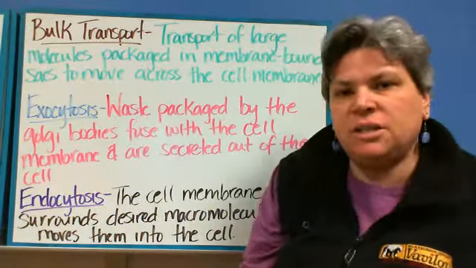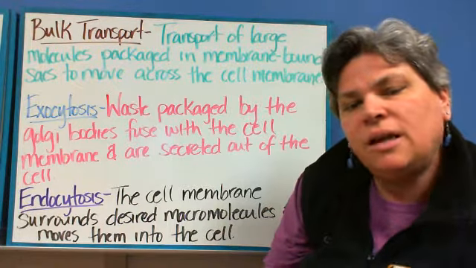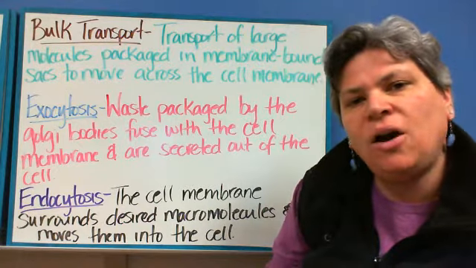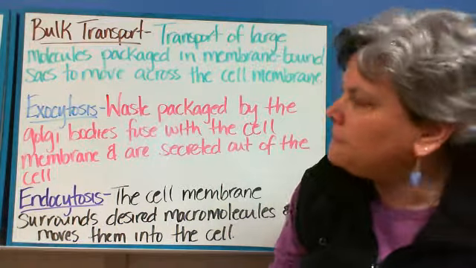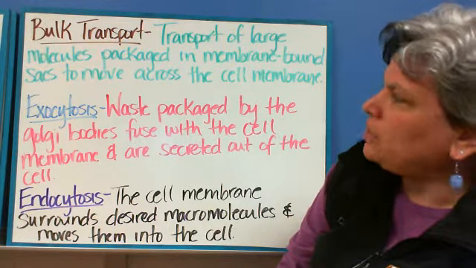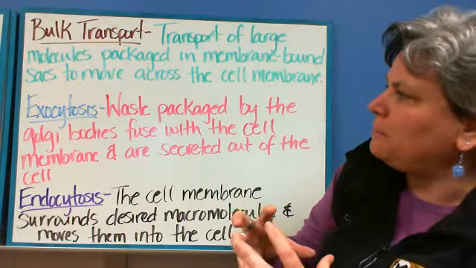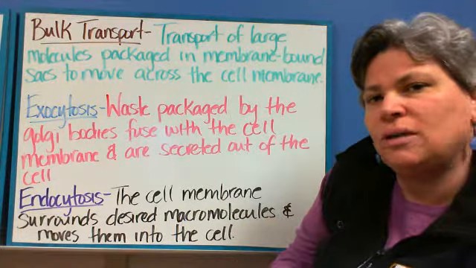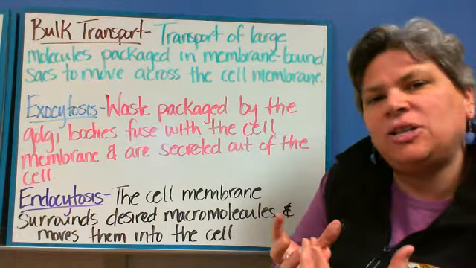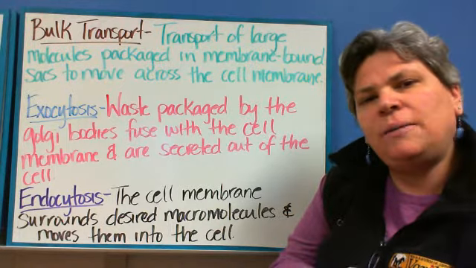A couple definitions that we need to talk about, and they're involved with the transport within cells. They're not necessarily passive transport or active transport, but they are things that take place within a cell. The first one being what we call bulk transport. With bulk transport, it's a transport of large molecules packaged in a membrane-bound sac that we move across the cell membrane. So it's a large molecule, and basically you package it up and you kind of trick the cell to let you move it in. So they call that bulk transport.